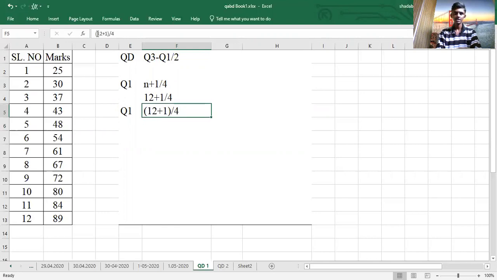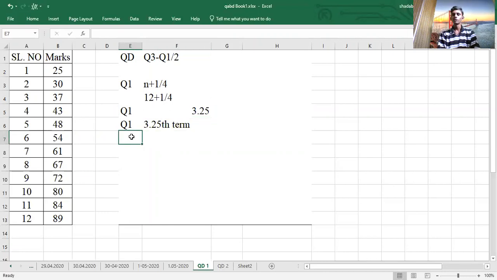Just make a note of this. You will get 3.25 as the Q1 value. If you observe the serial numbers, we don't see any 3.25 value. We know the 3rd term value is 37 and the 4th term value is 43. So what is the value for the 3.25th term? We have to find it out.